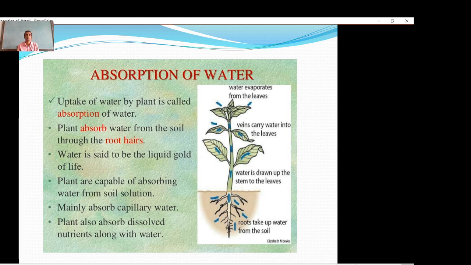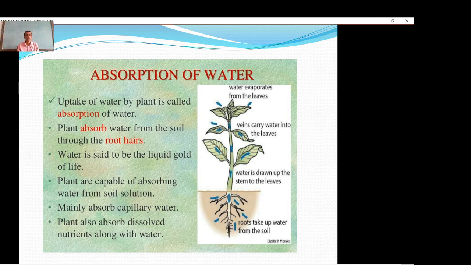Absorption of water means uptake of water by the plant, generally through the root. This simple process is called absorption of water. The plant absorbs water from the soil through the root hair. Which part of the plant is that? Here in the figure we see the different parts of the plant. Only the root and root hair are responsible for absorption of water.